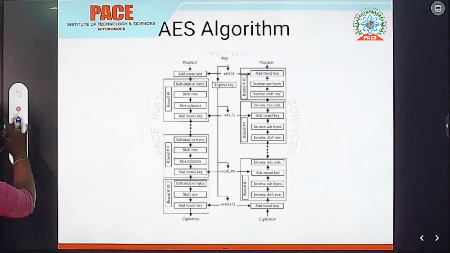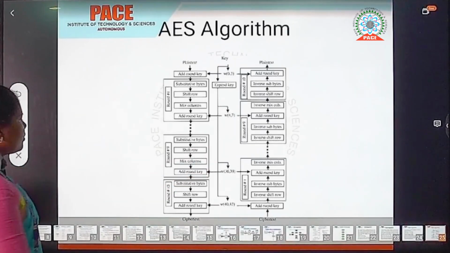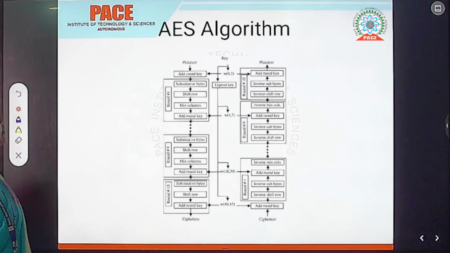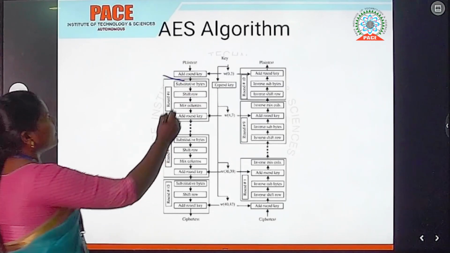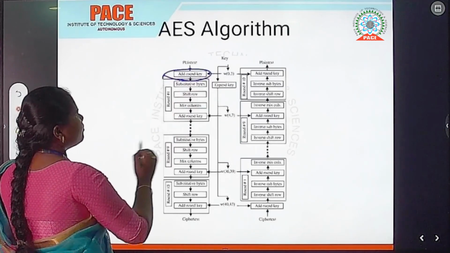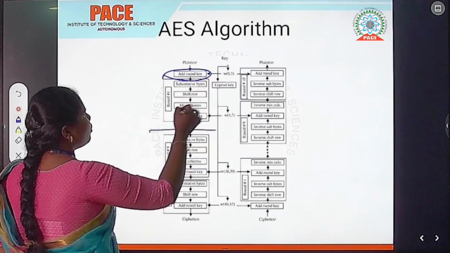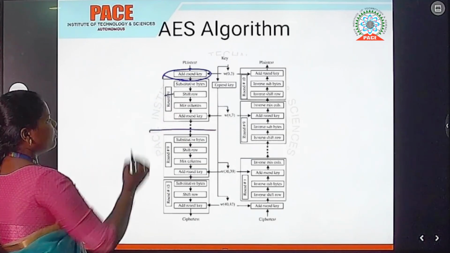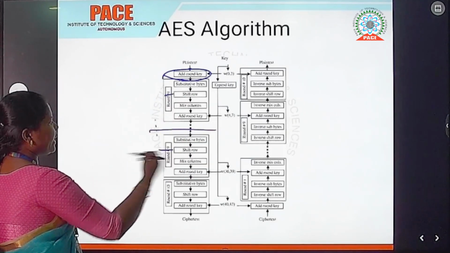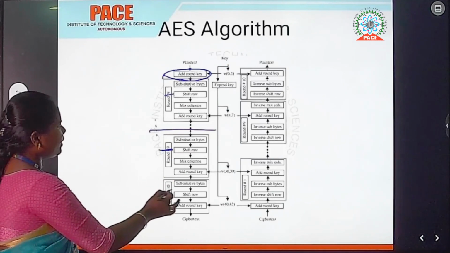This is the overall block diagram of the AES algorithm. For this algorithm, the input is plain text. The plain text goes to the add round key step, and then we have 4 steps for each round. This is round 1 up to round n, and finally round 10.